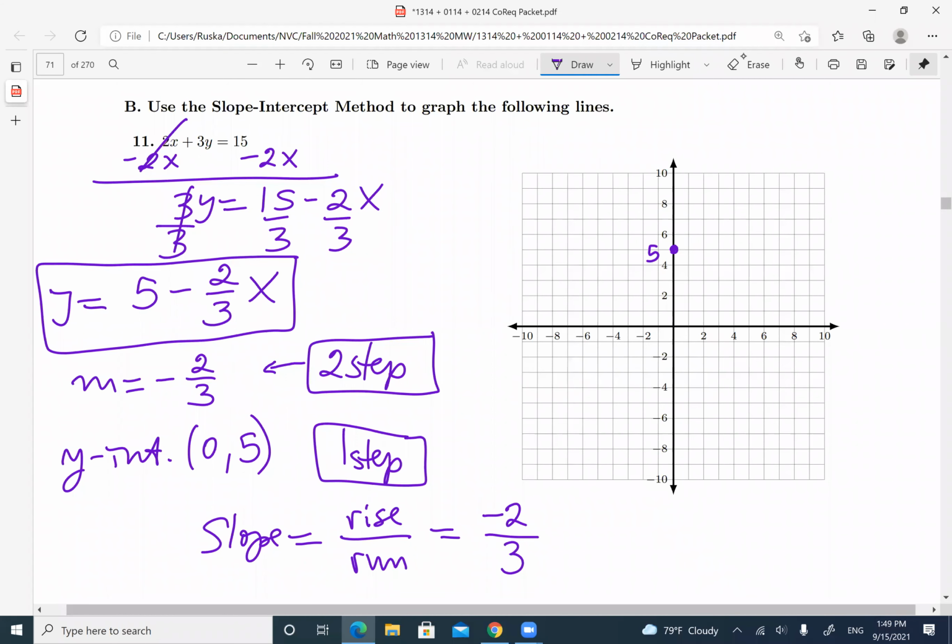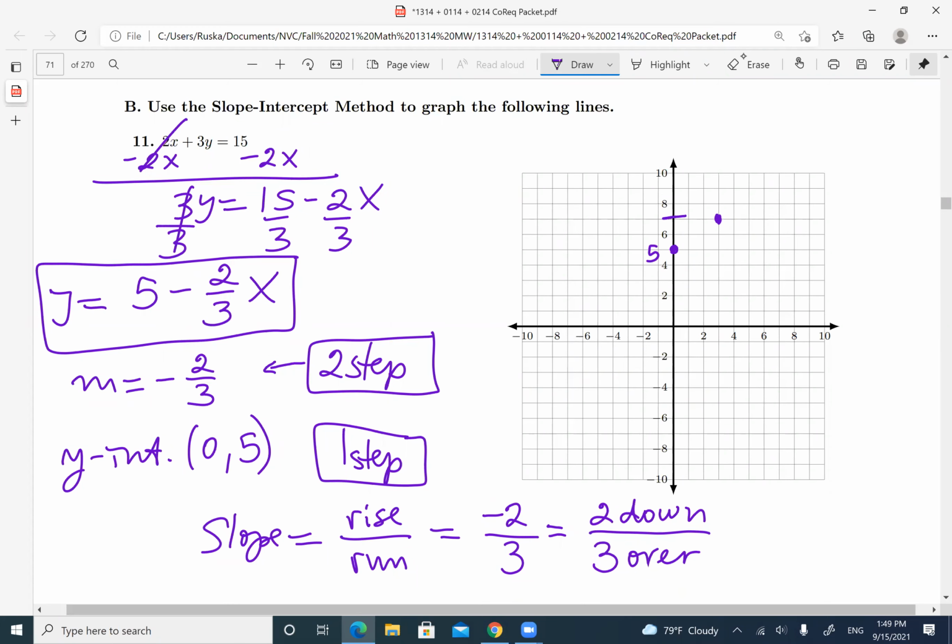And what that means, if it's a whole number, you're gonna make it a fraction. It's gonna be over 1 if it's a whole number. So the number in the top is negative, which means you're gonna go 2 down because it's negative. And you're gonna do 3 over to the right. So from the y-intercept, you're gonna do the slope. From 5, I'm gonna go 2 steps down and 3 steps over, and this is gonna be my next point on the graph.